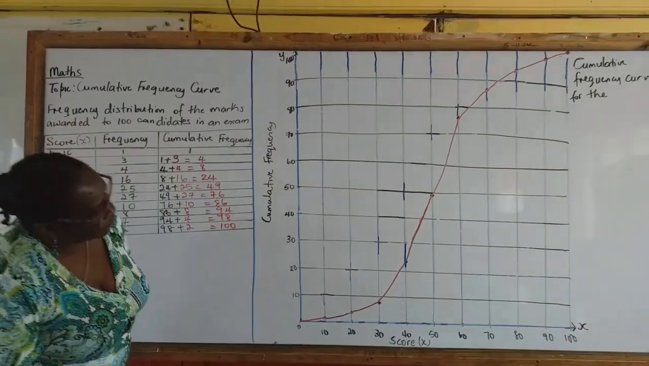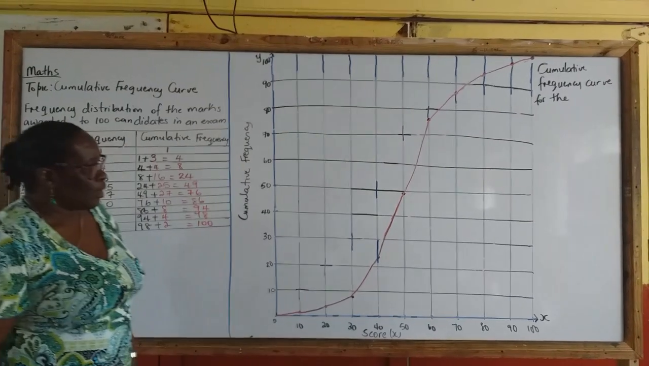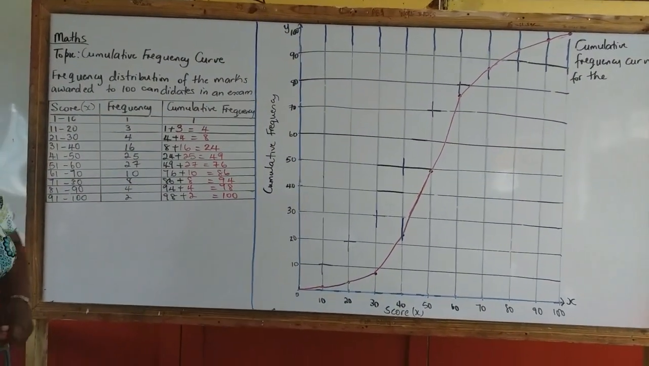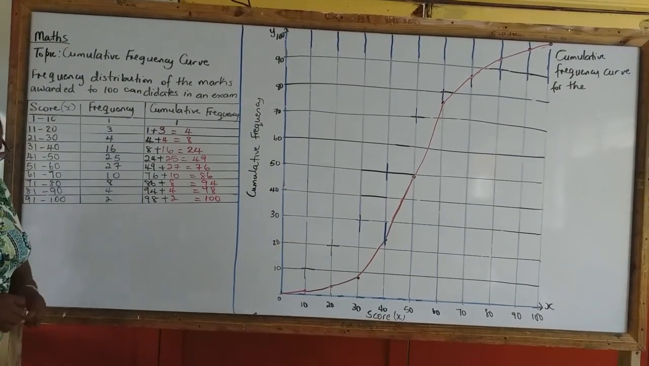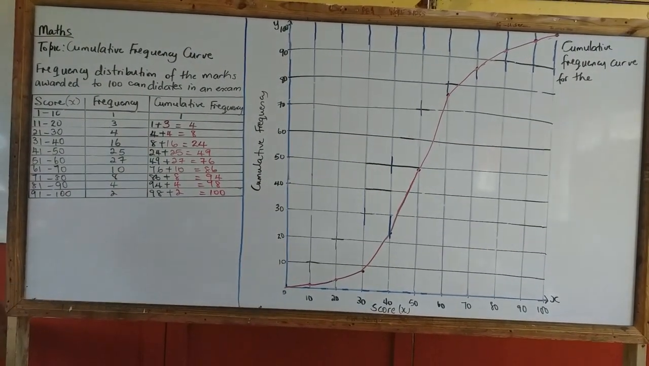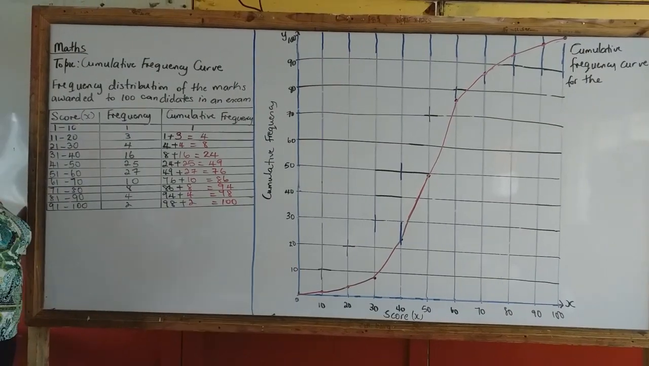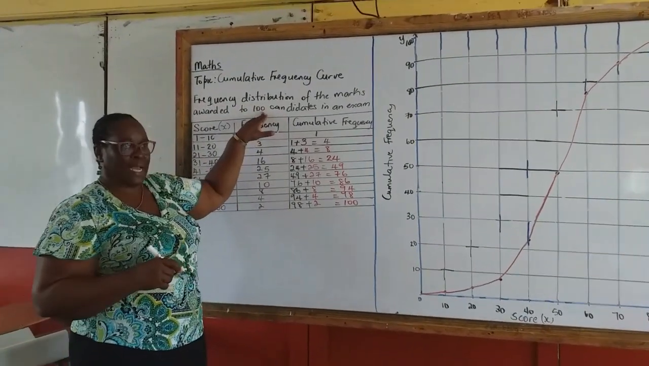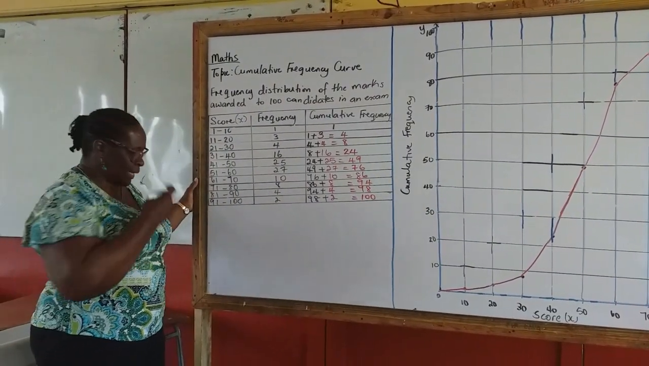That's almost what the curve should look like. Now that we have drawn the curve, there are some questions we need to answer. But before we answer, we need to find what we call the quartiles. The word quart means a quarter. So since we had 100 candidates, we are going to divide the 100 into quarters.